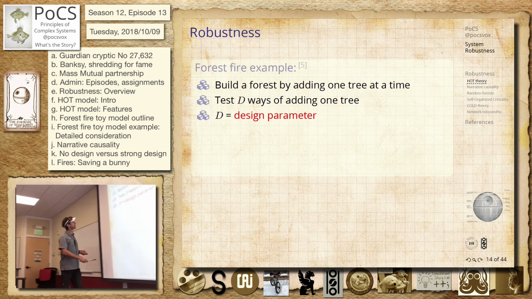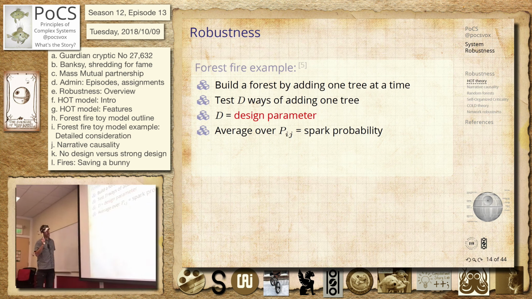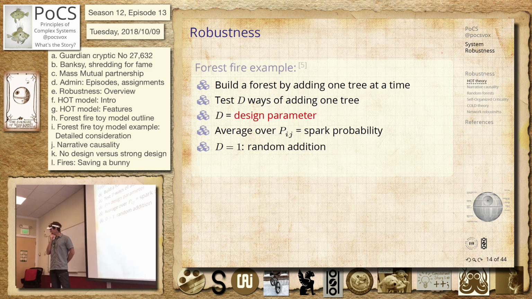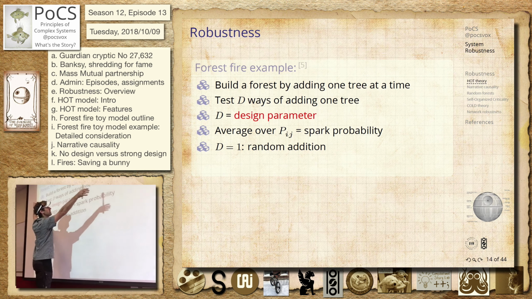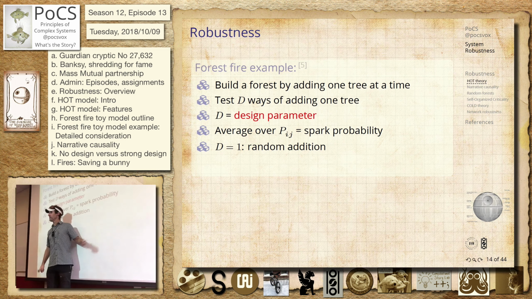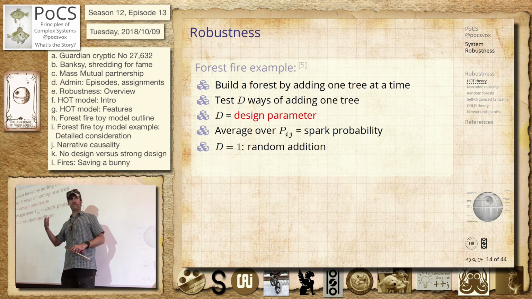All right. Okay, so this is a design parameter. And we're going to average over the spark probability, or pyromaniac probability. So if D equals 1, it will be just random addition. You can do your testing, right? You've got your forest, it's half filled. You've got half of this big grid filled with trees. You randomly choose one of the open spaces, put a tree in it. You can test it, but you have nothing to compare it with, right? There's no design here. So that will be just random allocation of trees, which will be like percolation. You're just filling in things randomly. It'll feel like the percolation model.